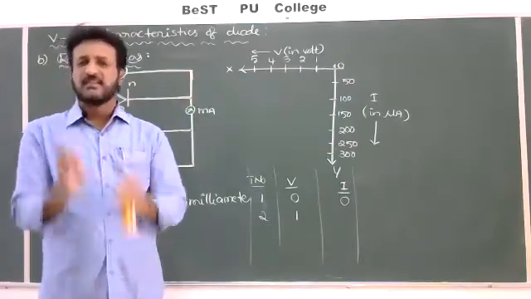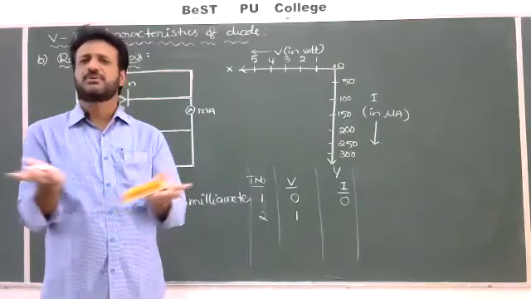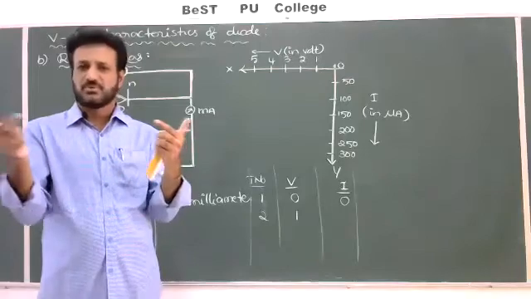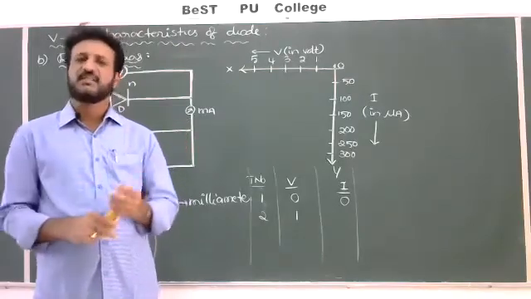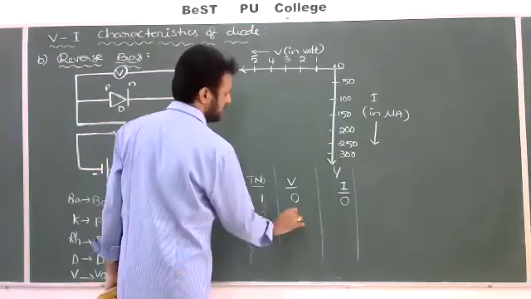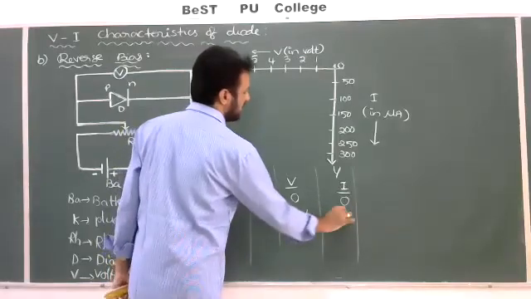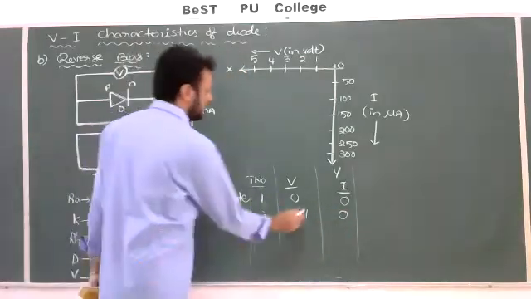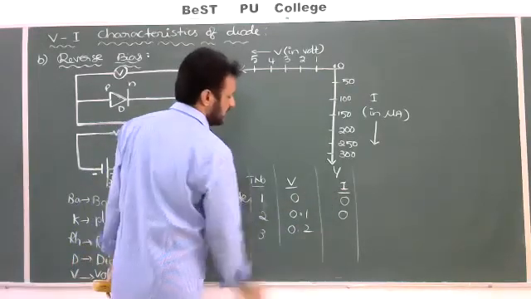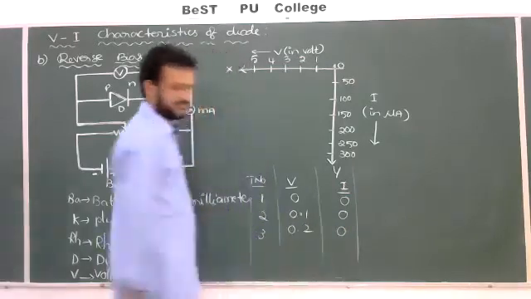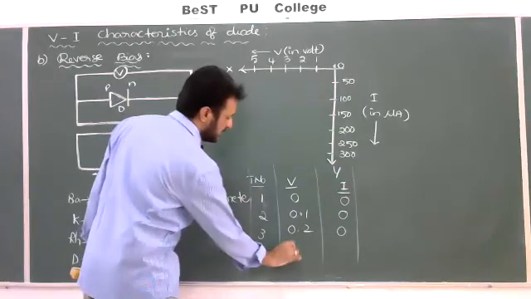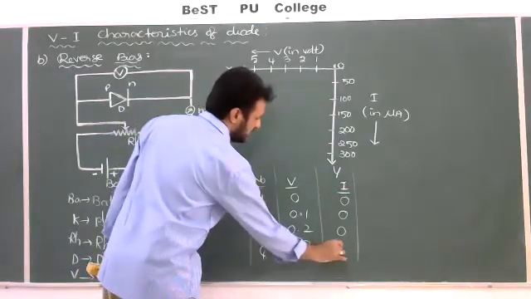Majority carriers are moving away from the junction, so what will happen? There is no flow of current, but there are some minority carriers. So minority carriers may move towards the junction. They may cross the junction. They may give some current. For example, here if you take 0.1 volt, I am taking here 0.1. Also no current flows. Or your choice, you may take 1 volt also. Third, next 0.2 volt and also almost no current flows. And next I'll take a fourth one, 0.3 volt, and no current flows.